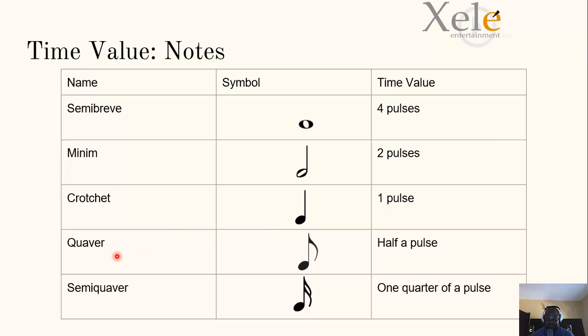The fourth symbol is the quaver. It has a shaded note head, a stem, and a tail attached to it. And its time value is half a beat or half a pulse. The fifth symbol we are going to look at is the semiquaver. Again, this has a shaded note head, it has a stem, and it has 2 tails, okay? And its time value is 1/4 of a pulse. There are more notes, more possibilities, but for the scope of this class, we'll just stop here.